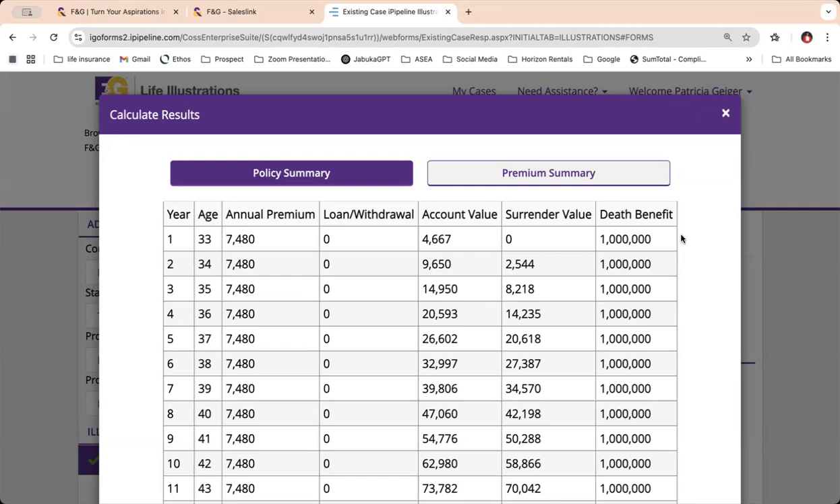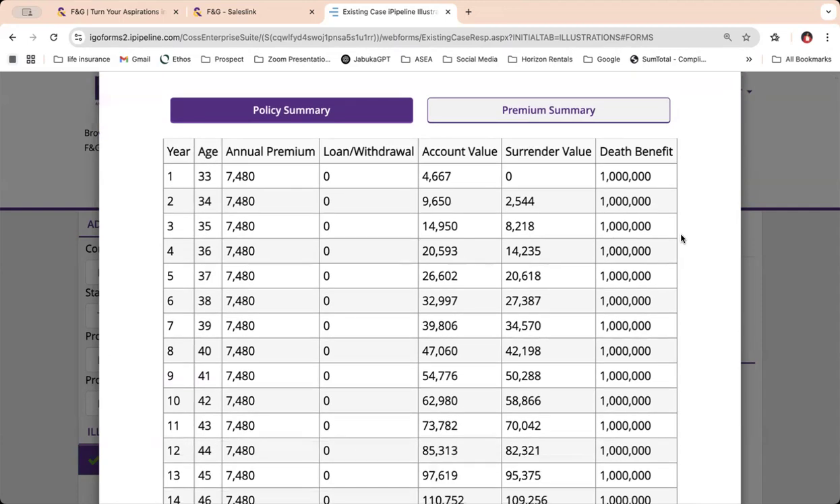For the first year, you're going to have like 46.67, and the second year 96.50. And I forgot something. The annual payment is always the same for this one. It's 74.80. So that's what you're going to pay annually. But for the interest, you're going to focus on account value and death benefit to show them the difference.